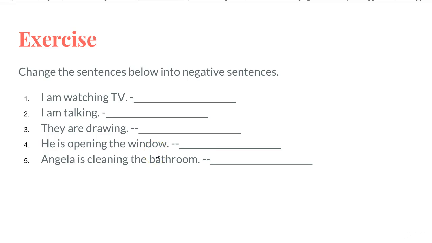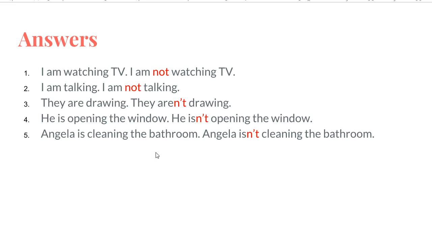Okay, I'll try to give you some time to think of that. Okay, what do you think? Yes, he's not opening the window, or he isn't opening the window. Angela is cleaning the bathroom. So what do you think? How to change the sentence into a negative sentence? Yeah, Angela isn't cleaning the bathroom, or Angela is not cleaning the bathroom. Okay, so here are the correct answers.